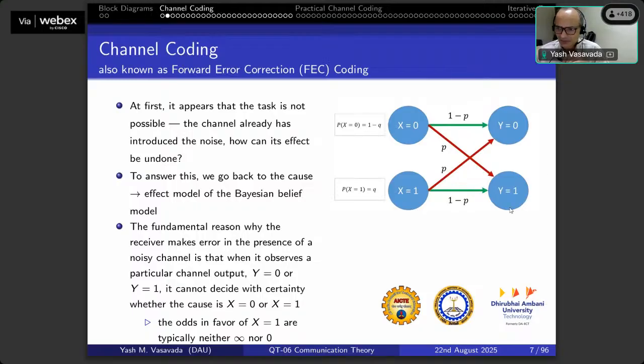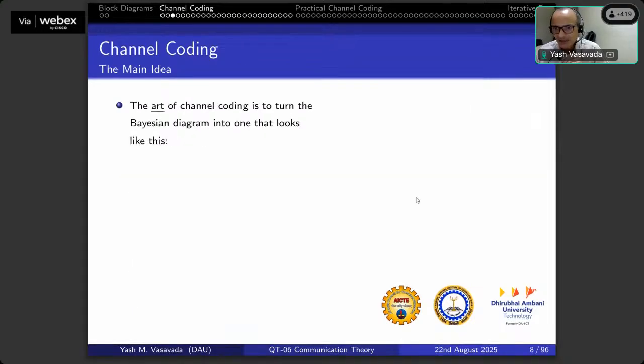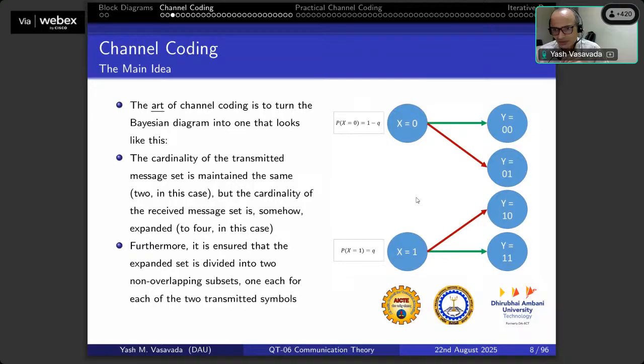Same way, when we receive y equal to 1, there is some chance that x is equal to 0 in addition to x being equal to 1. But now, let me ask you this. In this particular case, when y is equal to 0, 0, will the receiver ever think that x is equal to 1?